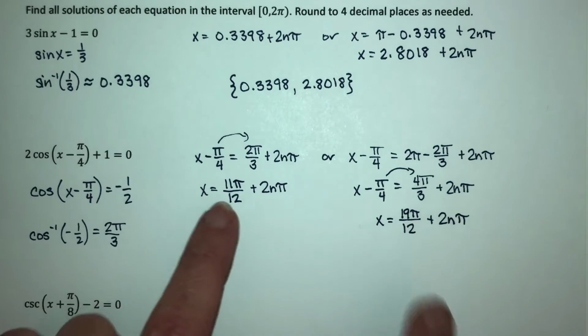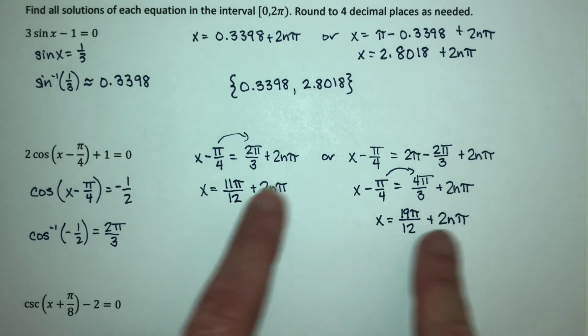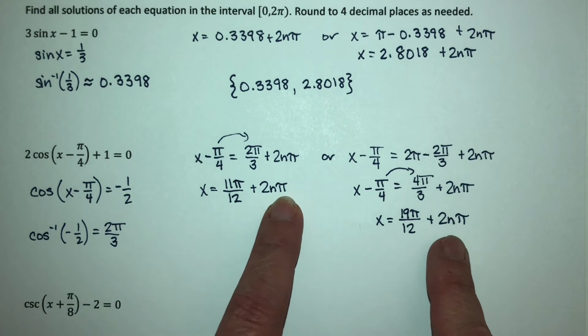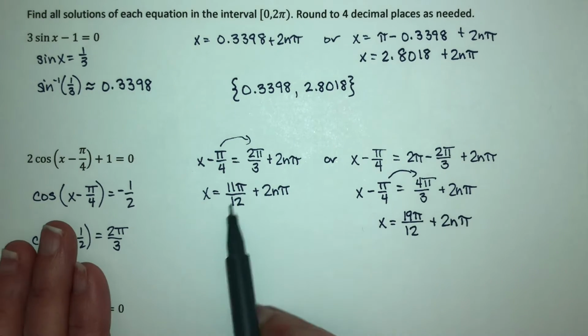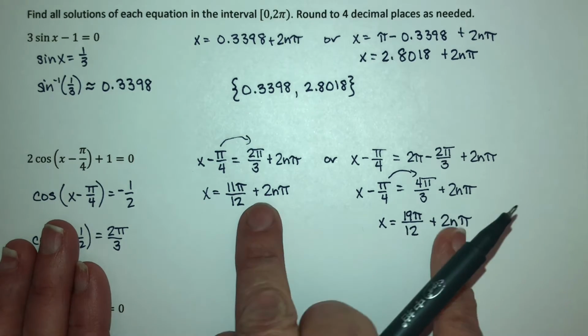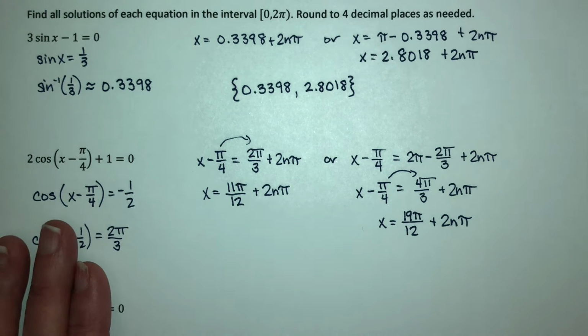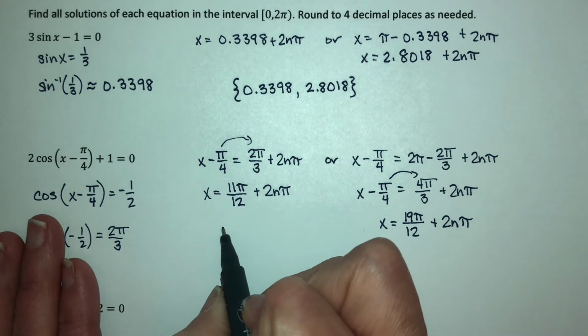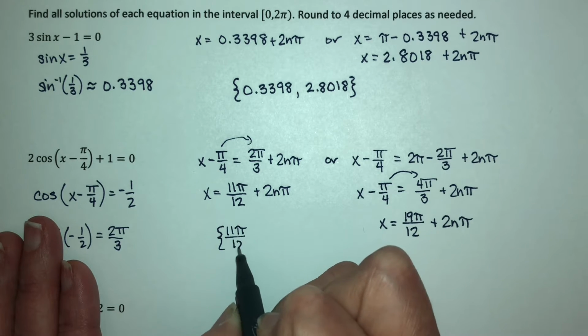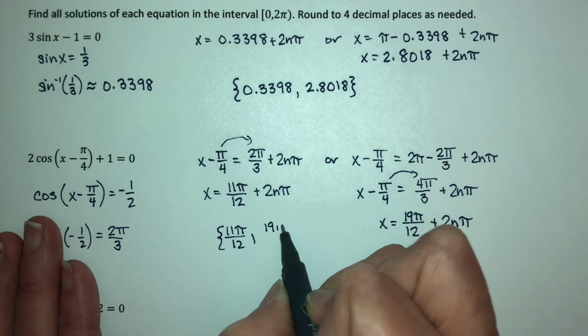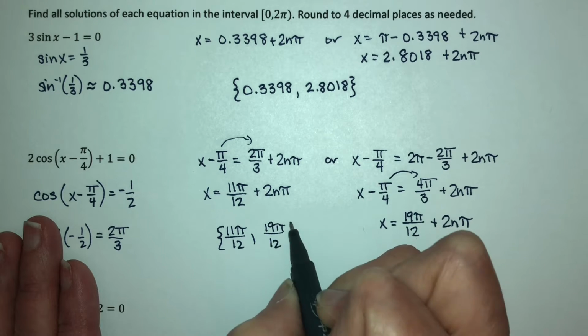Now we have at least 2 solutions and a way to generate all of the rest. We're asked to find our answers between 0 and 2 pi, and since both of these are positive, if we add 2 pi to that, we're outside our indicated range. So our 2 solutions here are 11 pi over 12 and 19 pi over 12.